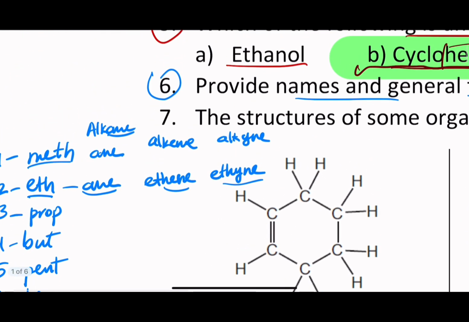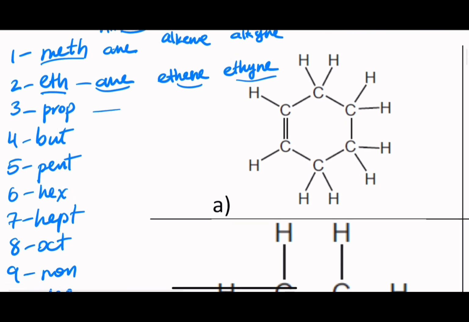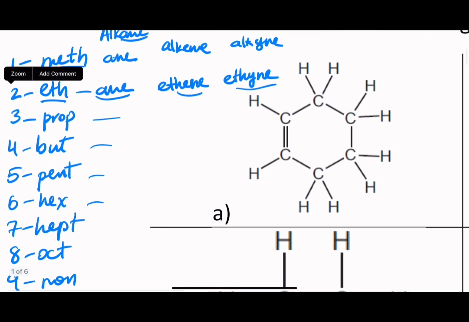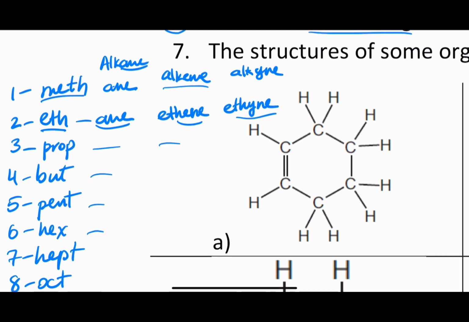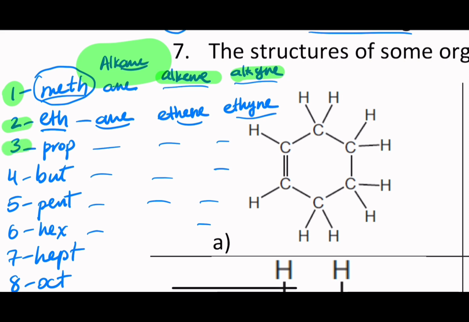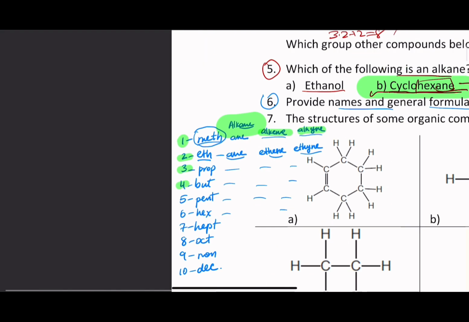Okay, so for alkane it will be propane, butane, pentane, hexane, and then for alkene it will be propene, butene, pentene, and then for alkyne it will be propyne, butyne, pentyne, and hexyne, and so on. But remember this, the one carbon is only for alkane. Alkene and alkyne do not have one carbon, okay? They start from the second carbon. It's 2 carbons and 3 carbons and so on.